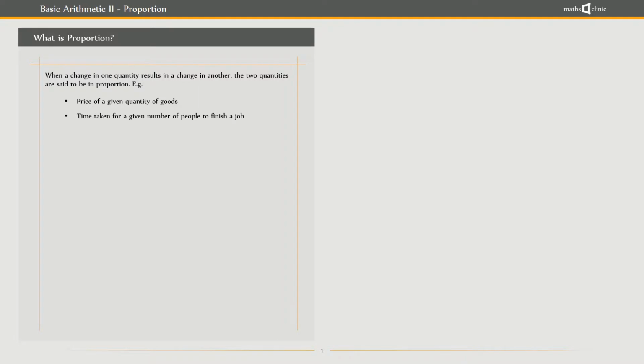Now, you could also have the time taken for a given number of people to finish a job. Let's say you have 10 workers working on a farm, and you give them a piece of work to complete. If you have 10 of them, let's say they finish it in 2 days. Now, what happens if you employ 20 of them? They would finish it in less time. So you can see that the time taken to complete the job is dependent on the number of people employed. So we have two quantities here, time taken and number of people employed, and you can see that the two quantities are dependent on each other.